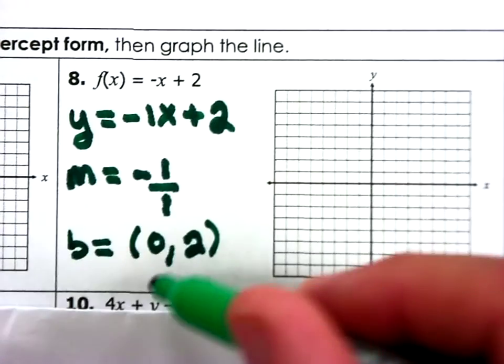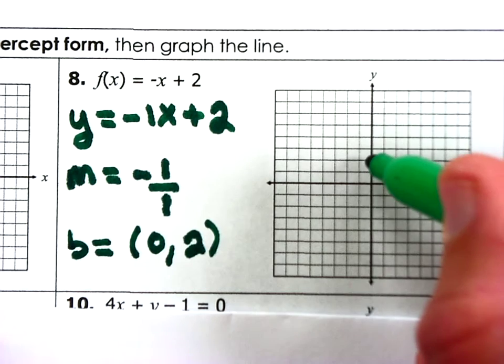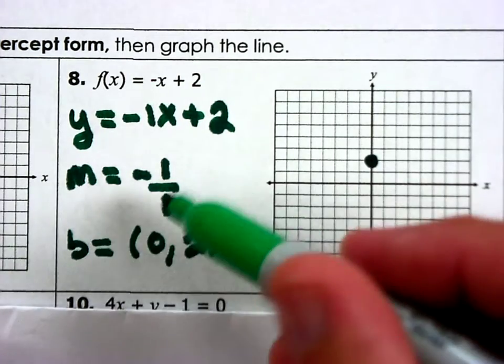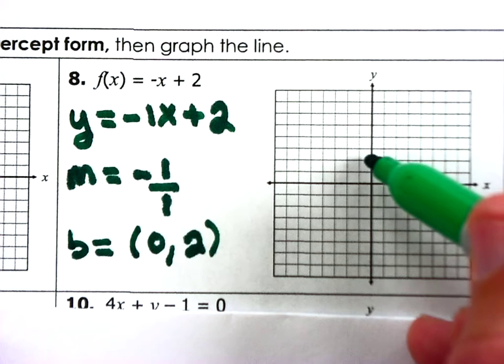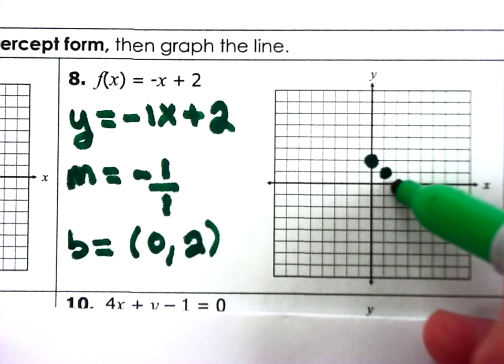All right, so (0, 2), you're always going to go on the y-axis, and you're going to go up to $2 in your bank account. All right, you are losing $1 every hour, so you go down 1, to the right 1. You're going to go down 1, to the right 1.